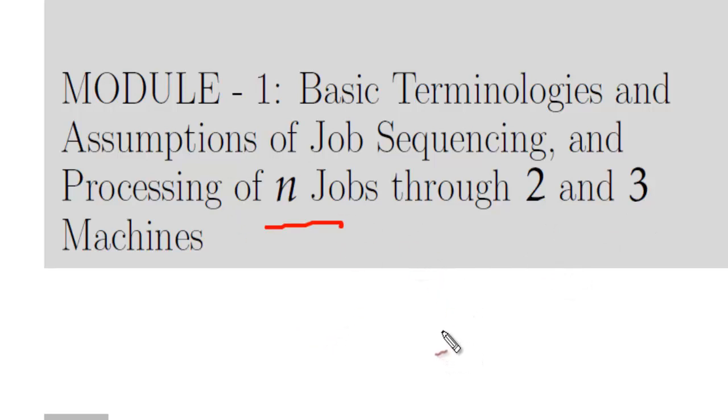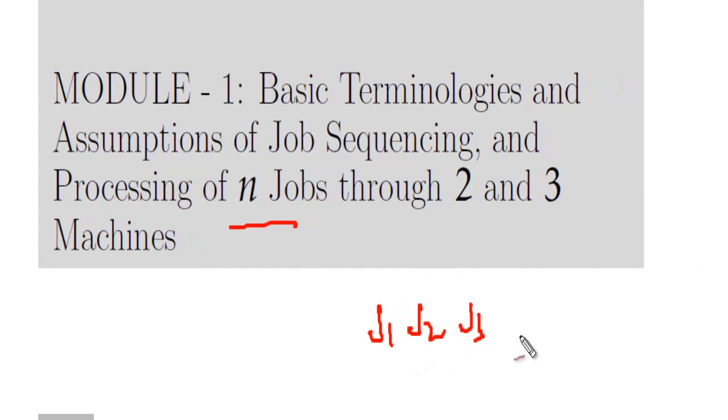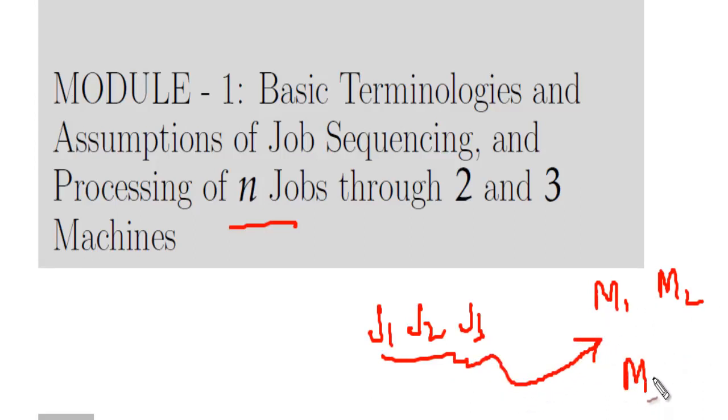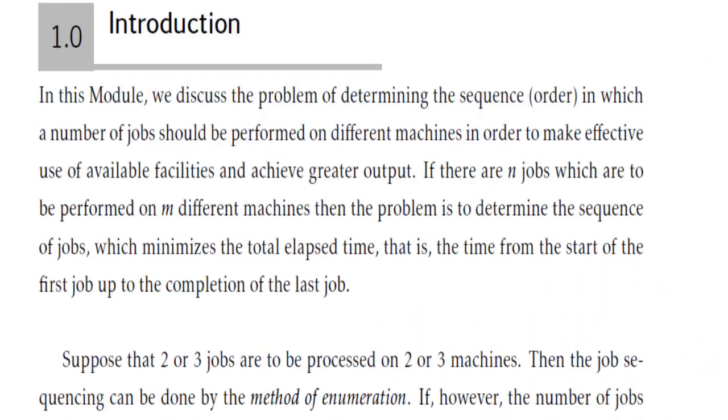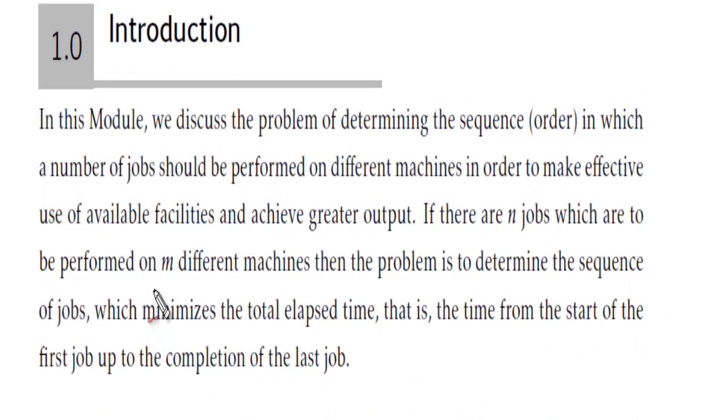Okay, we have some jobs, say job 1, job 2, job 3, and there can be two machines, machine 1 and machine 2, and we have to assign these jobs to these machines. Or we could have three machines and we have to assign these jobs to these machines. So what is the deal here? The deal is that if you have n jobs and you want to put them on m machines, you want to determine the sequence of jobs which minimizes the total elapsed time.